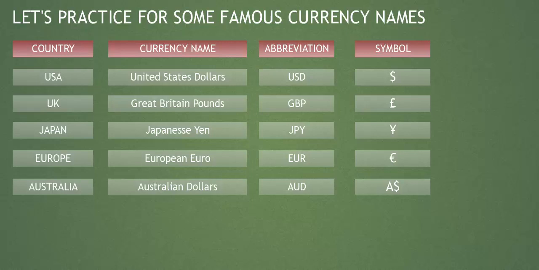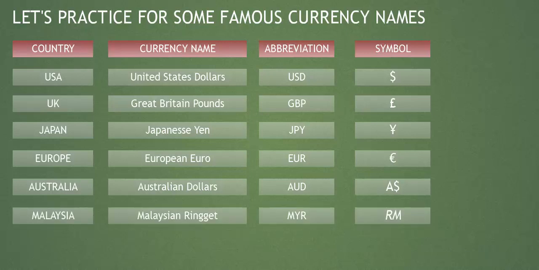Please remember, the abbreviation has 3 characters, but the currency symbol can be a symbol, or characters, or a mix of symbol plus characters. For example, Malaysia's currency is the Malaysian ringgit, the abbreviation is MYR, and the symbol is just RM.